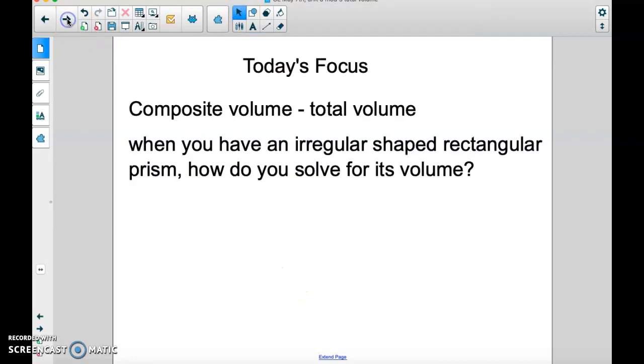And here we go. So today's focus, we're working with volume, but now we're kind of extending it. And we're going to talk about composite volume or total volume, right? So it's when you have a wonky looking rectangular prism, okay? And how do you find out the volume of something like that?